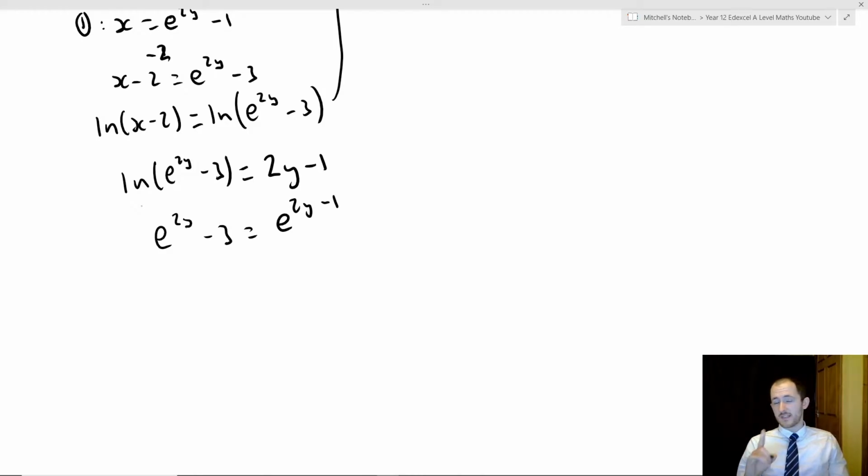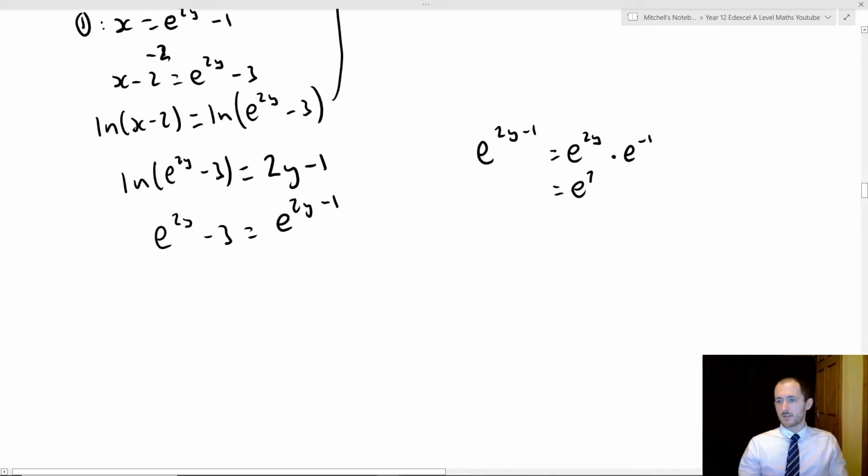Now, this is where things might get tricky. e to the 2y minus 1, if you remember your laws of powers, is the same as e to the 2y multiplied by e to the minus 1, because then you add the powers together. Now, e to the minus 1 is 1 over e. So this is equal to e to the 2y multiplied by 1 over e. In other words, it's e to the 2y over e.